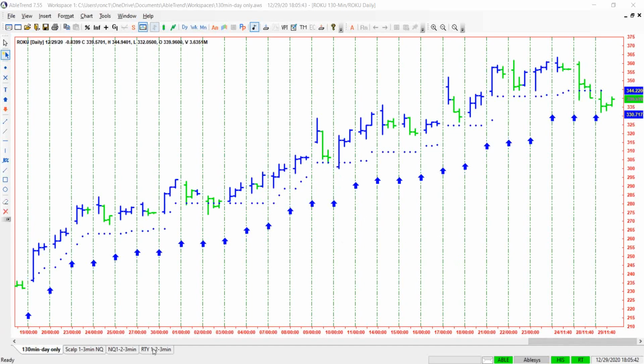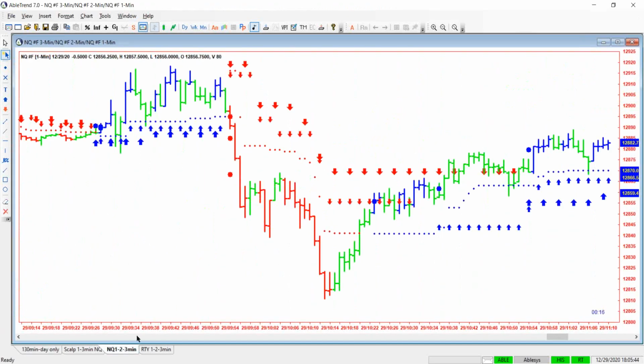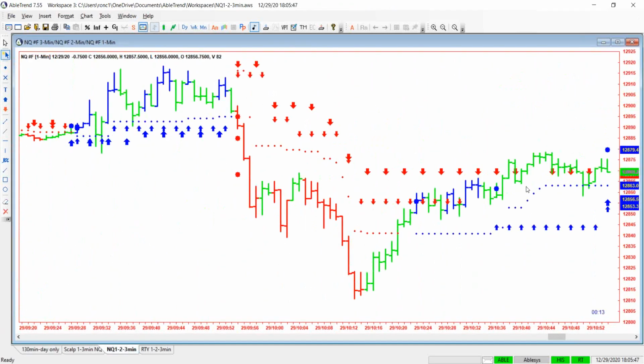So let's jump in and take a look at more of a trend chart. Here's the Mini Nasdaq. This is one of our favorites for day trading. This is for the trend. This is not for scalping. I'll get to that chart last. This is for trend trading.